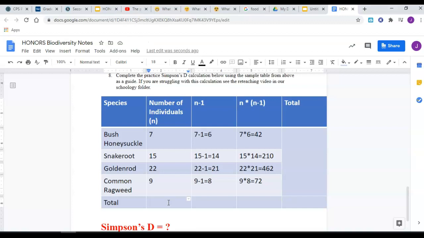Now, down here at the bottom is where this table gets a little bit more confusing. It's not too bad, but it is kind of tricky. So the only time we're going to total our rows here is in this column. These 2 columns, the n minus 1 and n times n minus 1, we're going to do something different with. So what I want you to do next is you're going to add 7 plus 15 plus 22 plus 9. And that's going to equal 53.